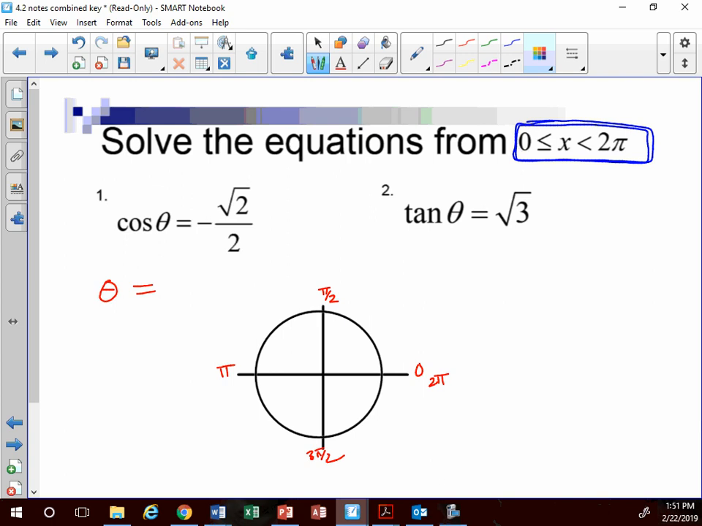3 pi over 4, yes, and 5 pi over 4. Right? It's cosine. It was negative, so I'm thinking, all right, second and third quadrant. I know it's got to be the over 4s. 3 pi over 4, 5 pi over 4. Okay? Again, know your unit circle values.